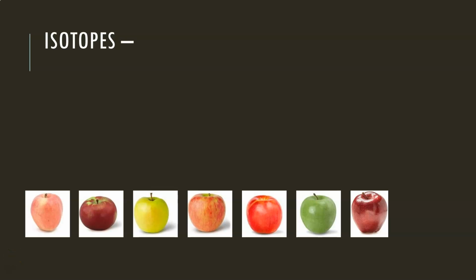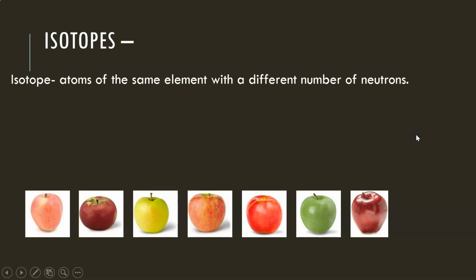So today we're going to be talking about isotopes. Isotopes are atoms of the same element with a different number of neutrons. The important thing here is the neutrons. That's what's changing in these.